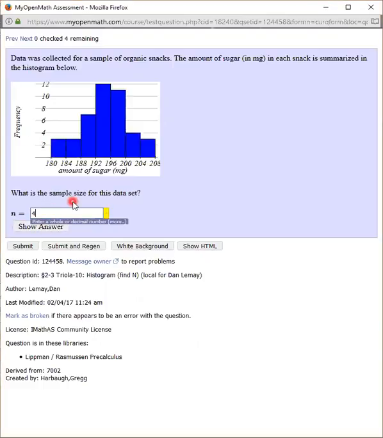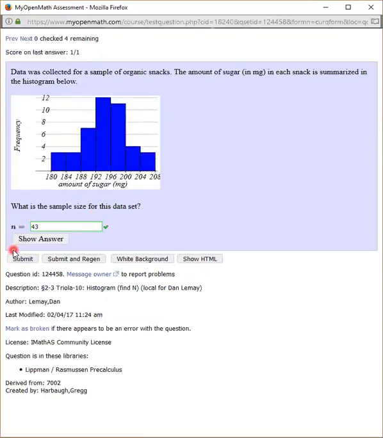I'm not going to check the answer. Let's see if I get it right. I like to see the green. See the green? It is correct. Okay? And they agreed.